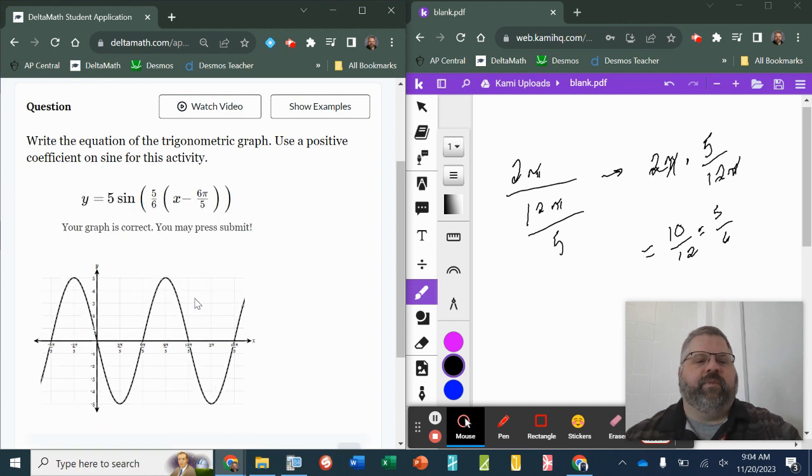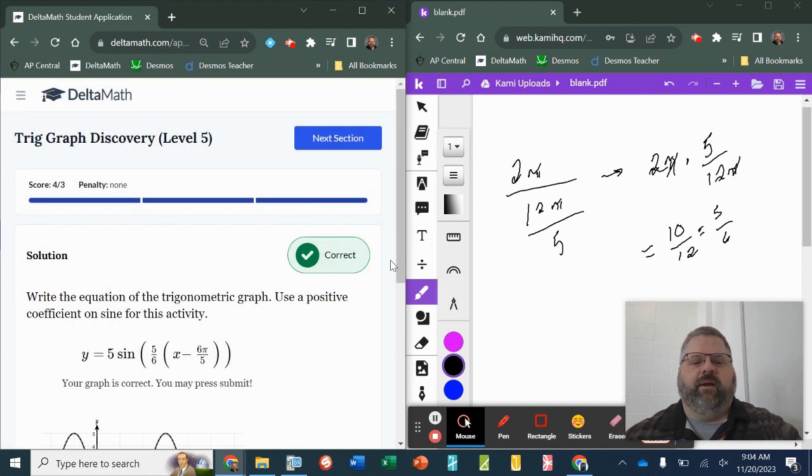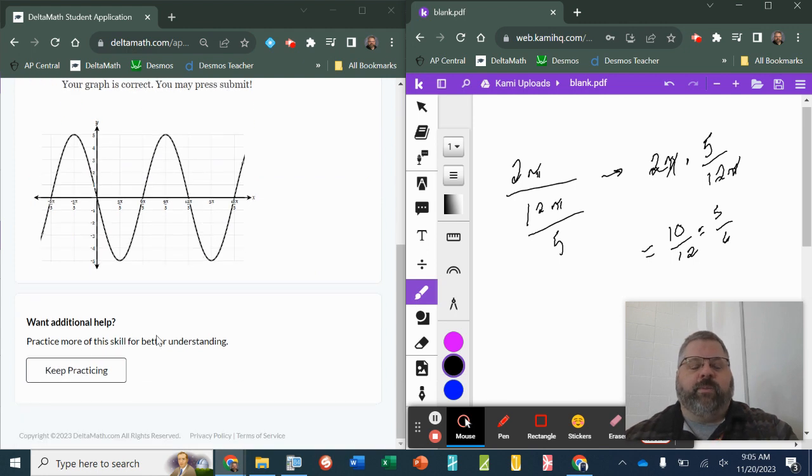And it lined it up. So the graph is correct. So I'll go ahead and just submit. And there's one example. We'll take a look at another one in a second. So we're going to keep practicing. We're going to go through another one.